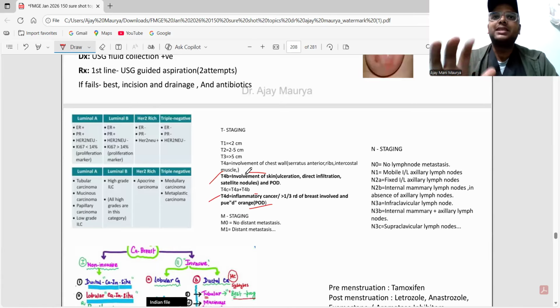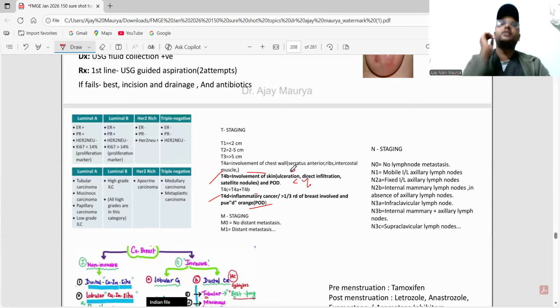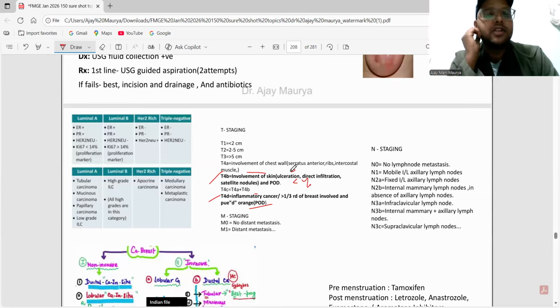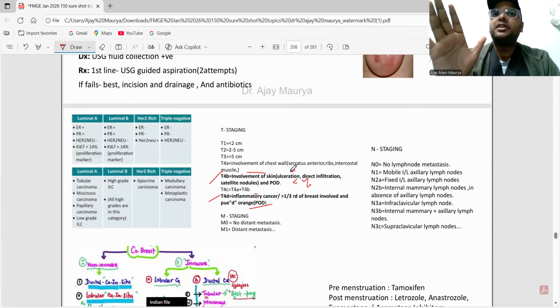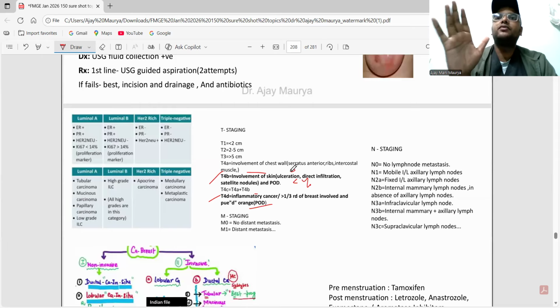T4B is involvement of the skin, and it involves less than 1/3 of the breast and peau d'orange. But here it will involve more than 1/3 of the breast and also it will show the peau d'orange. But the most common is T4B, which involves the skin. T4D involves the inflammatory type. Okay?